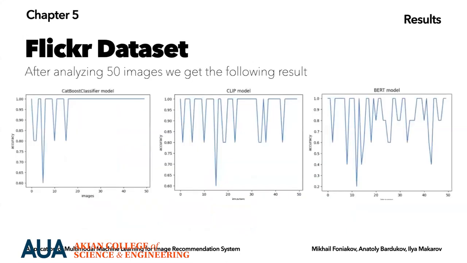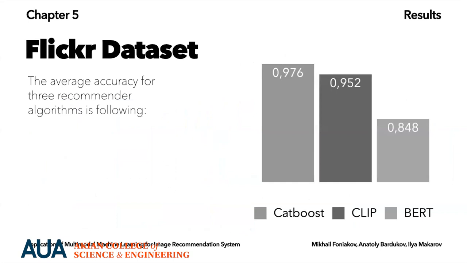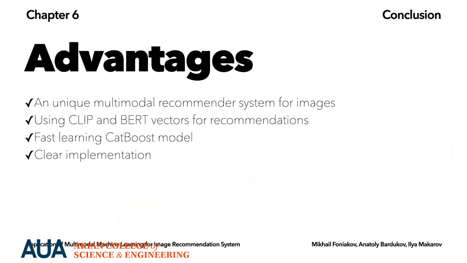I analyzed 50 images and got the following result. For the CatBoost model, the average accuracy is more than 0.97. For the CLIP vector, 0.95, and for the BERT vectors it is less than 0.85. So this is a unique multimodal recommender system for images. The model is based not only on image features, but also on text features such as embeddings and metrics.